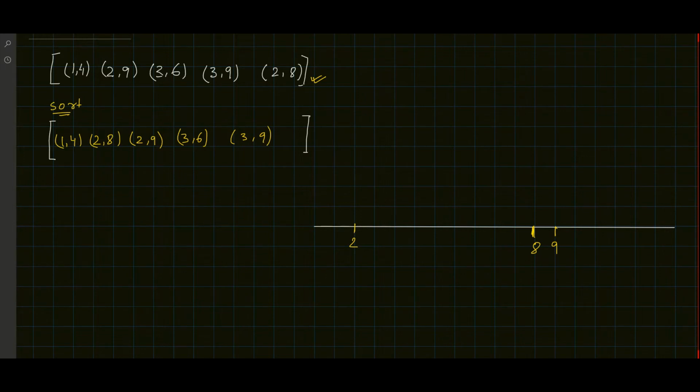Initially we keep our count as 1. We start with the first pair, we keep left as 1 and right as 4. Now we start iterating from the second pair onwards, from this point onwards. When we come to 2 8, we see that 2 is greater than 1, and our right is going to be 4 here.